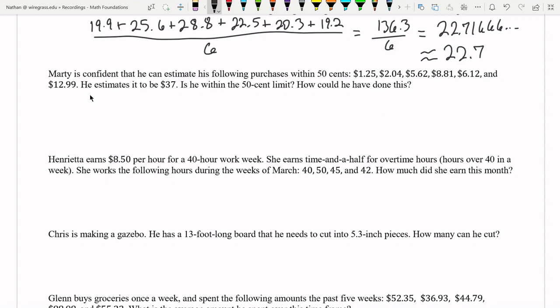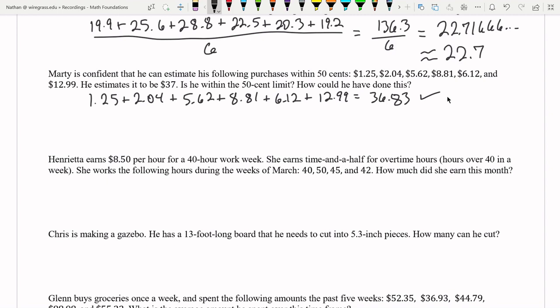So let's go ahead and add these up. Okay, adding these up on my calculator, I get 36.83. And he is within 17 cents of his estimate. So yes, he is within the 50-cent limit. And how could he have done this?